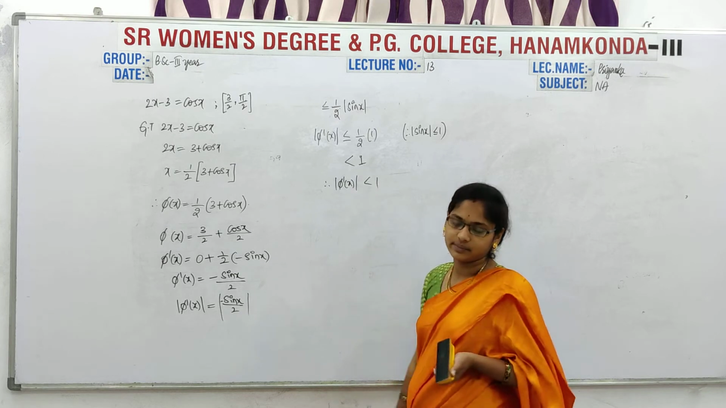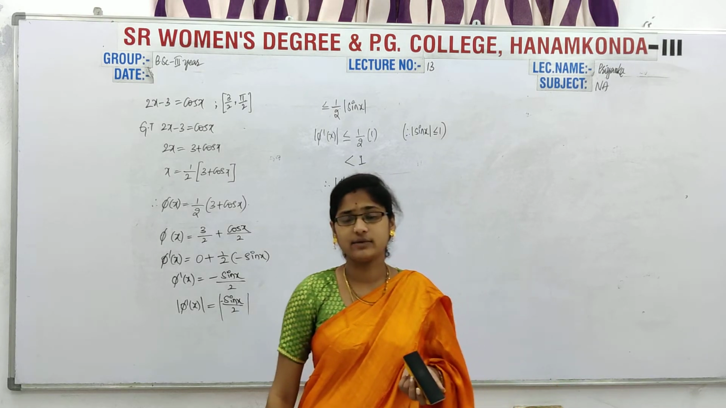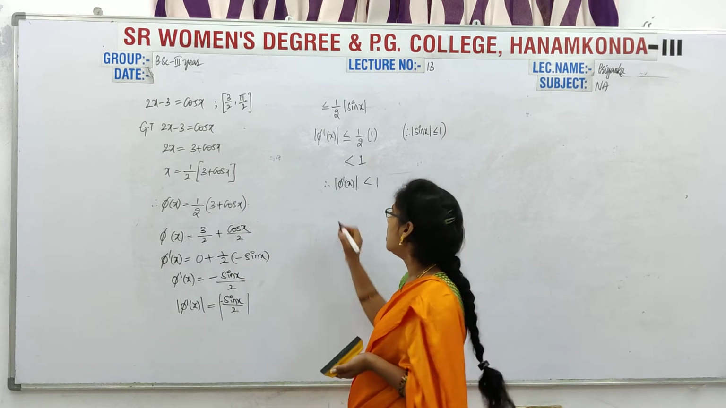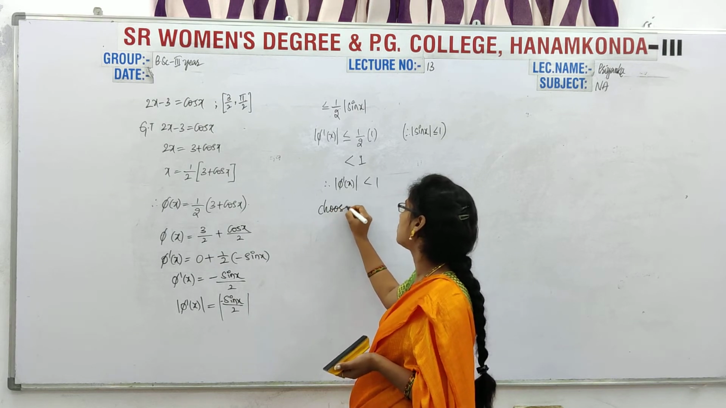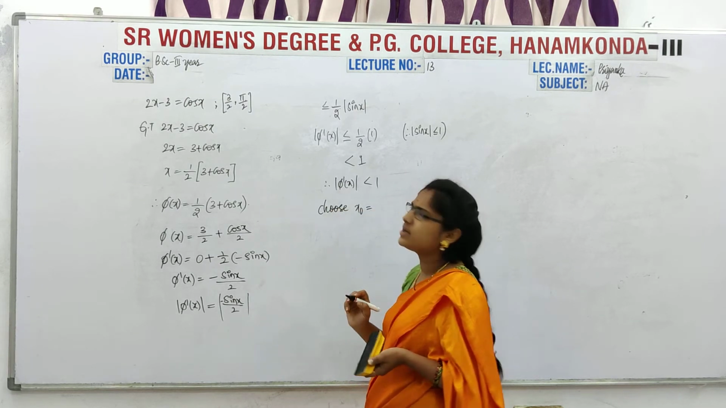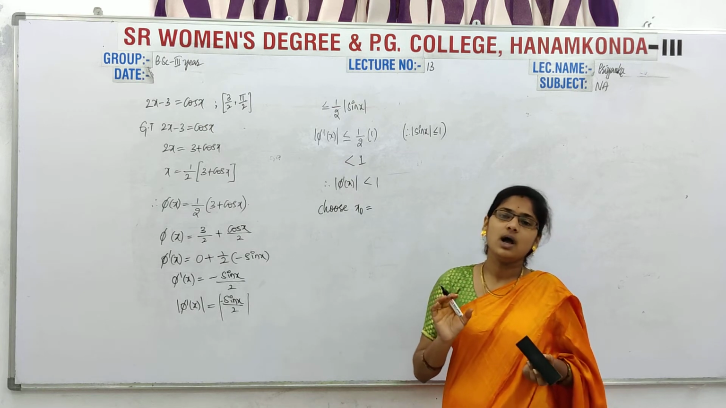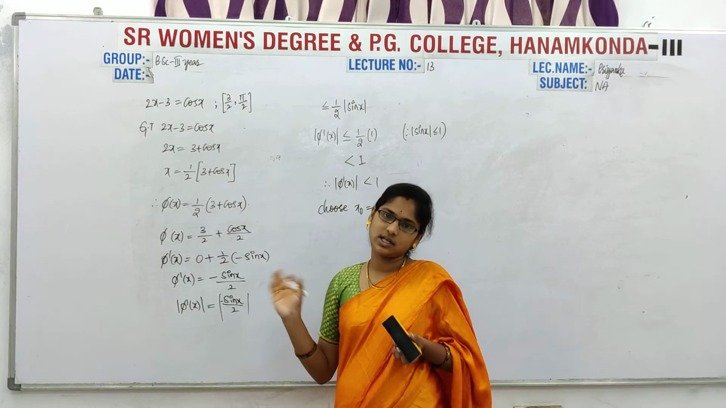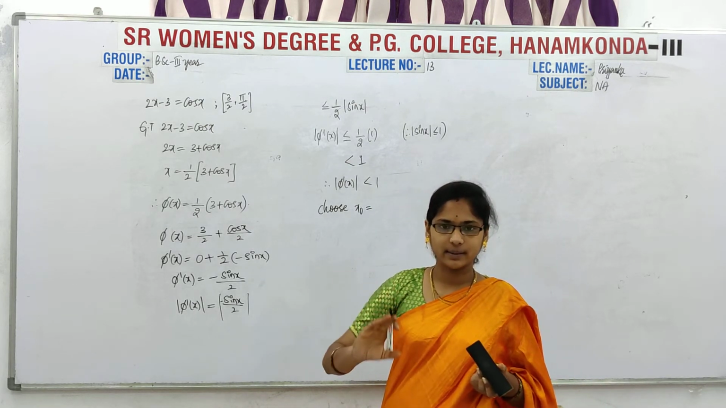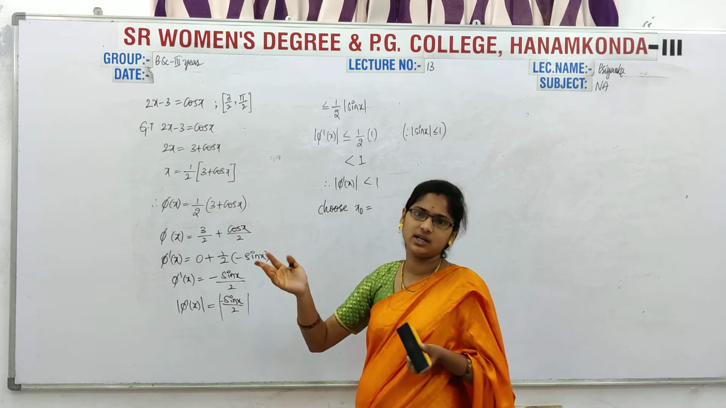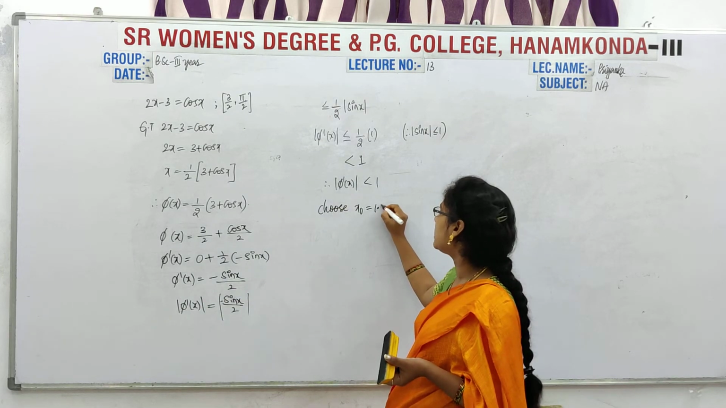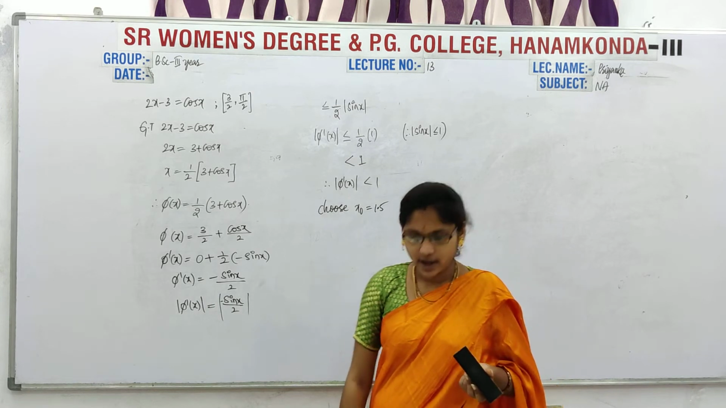less than 1. Okay. So now here what we have to do? We have to choose one x naught. Now choose x naught. I have to choose the value of x naught which lies in the interval, and the interval is 1.5 to 1.57, a very near interval. That's why directly I am taking 1.5.